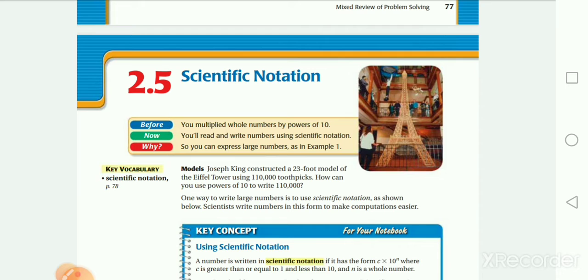Before, we multiplied whole numbers by powers of 10, remember? Now you'll read and write numbers using scientific notation. With scientific notation, you can express large numbers as in example 1.